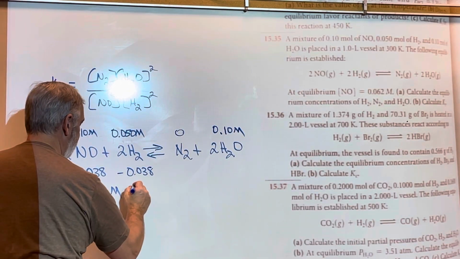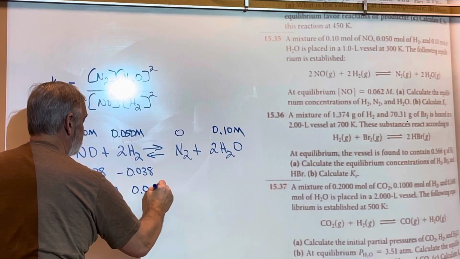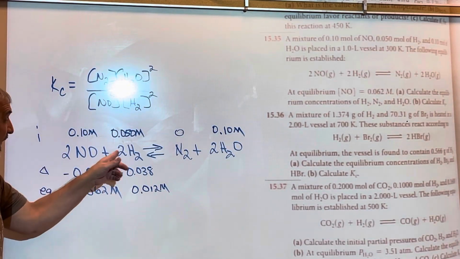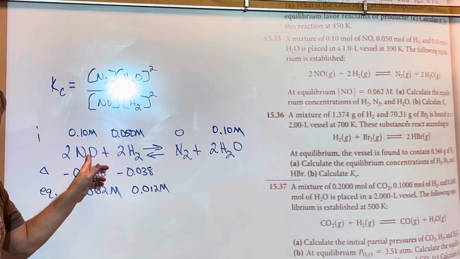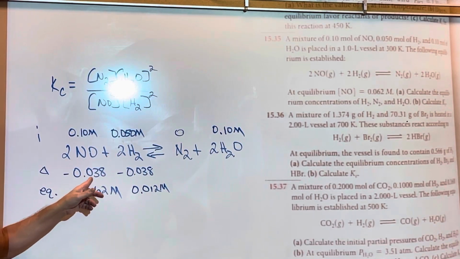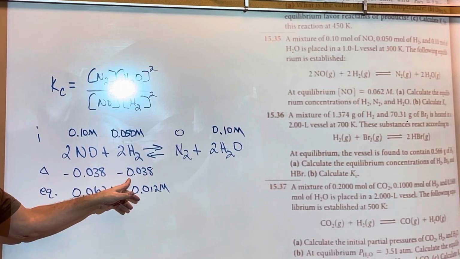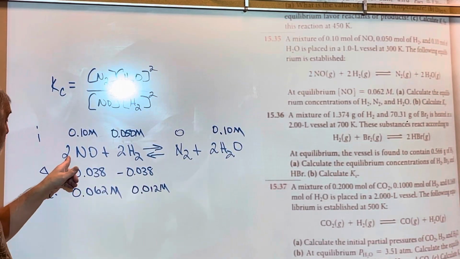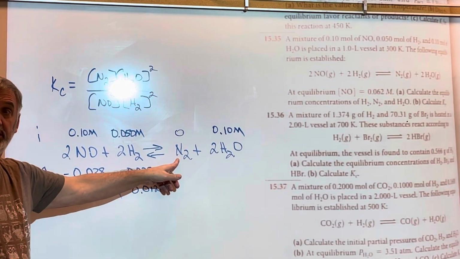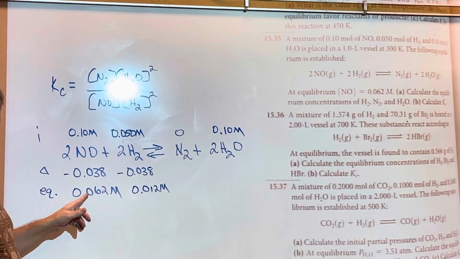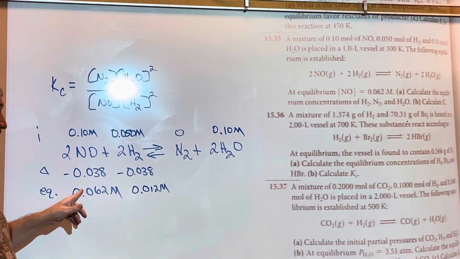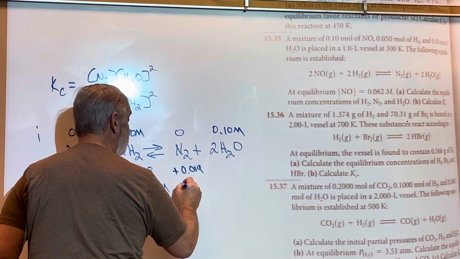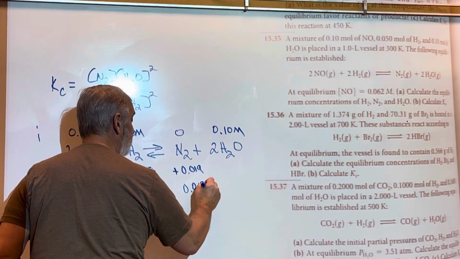0.012. That's my equilibrium concentration, because however much of this reacts, the same amount, it's a 2-to-2 ratio. So I know that 0.038 of this must have reacted. So now, for every 2 of these, how many of those got made? 1. So half. Half of what? 0.038. So this is going to be plus 0.019. So at equilibrium, I'm going to have 0.019 molar.